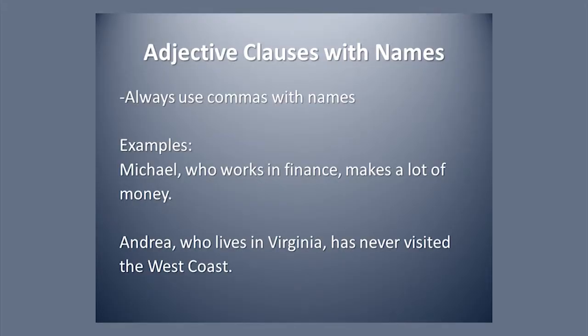Comma placement is very important in sentences with adjective clauses. For example, you should use commas in sentences where there is a specific noun, such as a name. Michael, comma, who works in finance, comma, makes a lot of money. Andrea, comma, who lives in Virginia, comma, has never visited the West Coast.